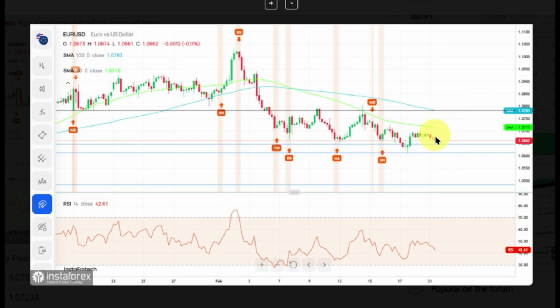When the corrective cycle is done, the next target for bears is the technical support located at 1.0483. The local high during the bounce was made at the level of 1.0705.